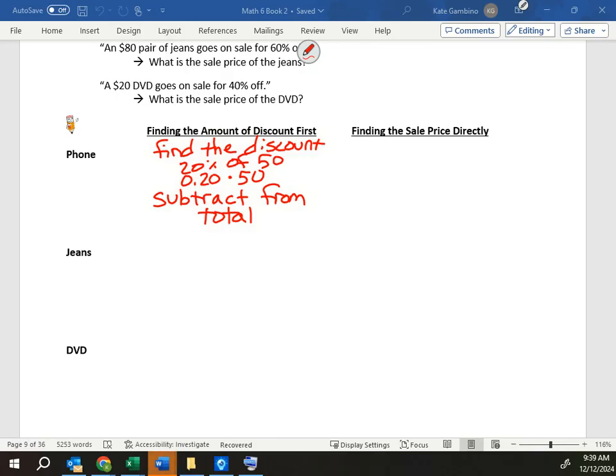Or did you like doing it this way where you have the original amount and in parentheses you have that 100% minus that percentage. So you subtract in the parentheses and then multiply that decimal by the original amount.